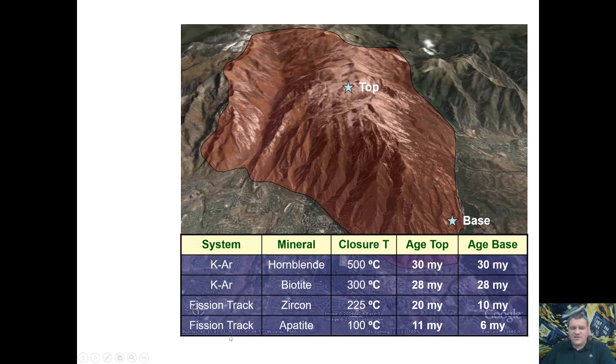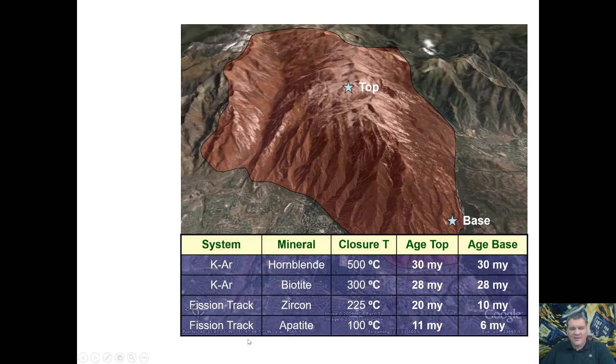Then as we look at fission track in zircon, it says that the top is 20 million years old and the base is 10 million years old. Well, again, this is not telling us about the age of the rock, but the age of the closure. So the top cooled below 225 Celsius 20 million years ago, and then it took 10 million years until the base cooled off below 225 Celsius.